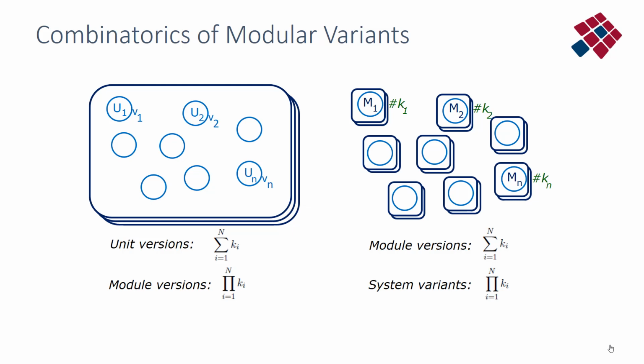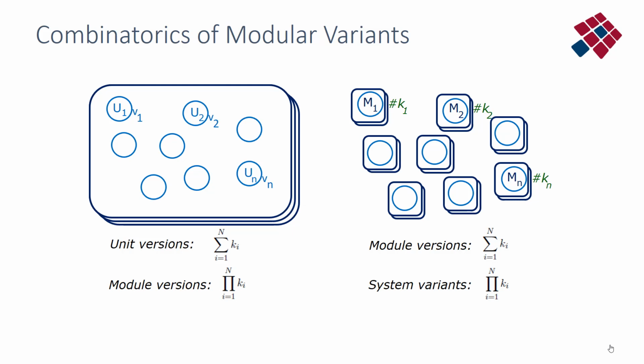So if we now look at this situation compared with the previous situation where we did not have separate modules, we had the sum of all the versions or variants as a total number of unit versions, and we still have the same number as the total number of module versions. However, in the first case, on the left, we would have the product of all these versions or variants of all these units as the total number of modules.